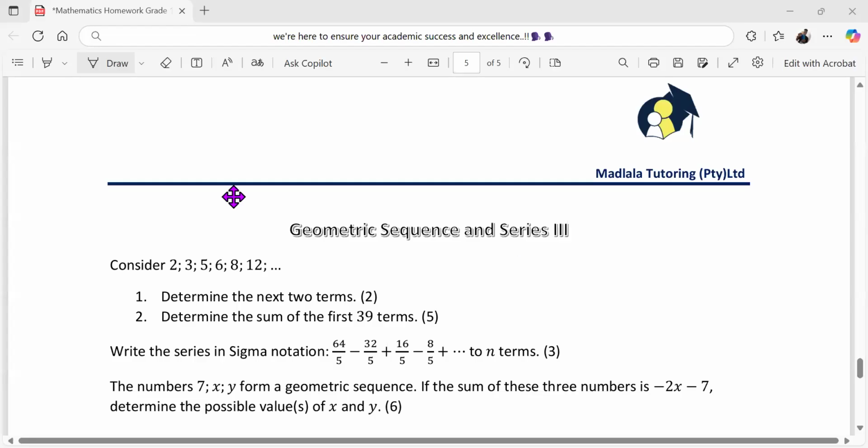So here we are given a sequence. They say, consider this sequence. And as I told you, the word consider means you carefully look at what you're given and you make sense out of it. And now that it makes sense to you, then you're going to answer the questions. So the sequence here, we have 2, 3, 5, 6, 8, 12, and it goes on all the way to infinity. And here they say determine the next two terms.